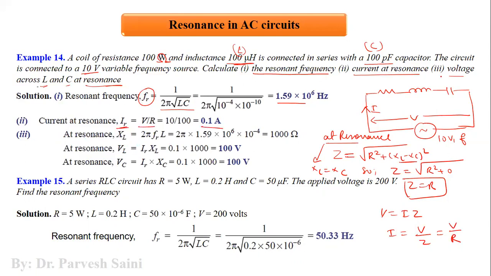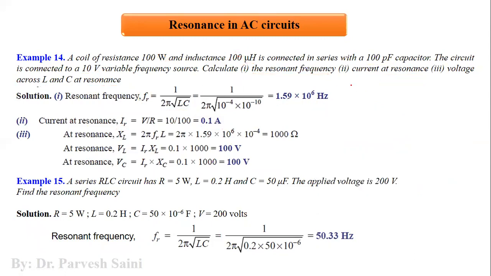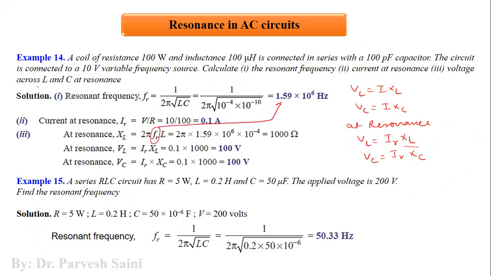Now we have to find out the voltage across L and C at resonance. To calculate the voltage across the inductor, let us say VL, and across the capacitor, let us say VC, we know that VL is nothing but IXL, and VC is nothing but IXC. So at resonance, VL is equal to I times XL and VC is equal to I times XC, right? So XL and XC we need to find out. XL is obtained from the resonant frequency, which is given here.